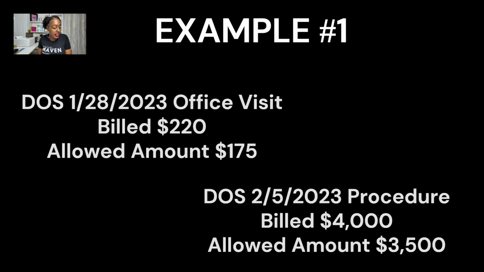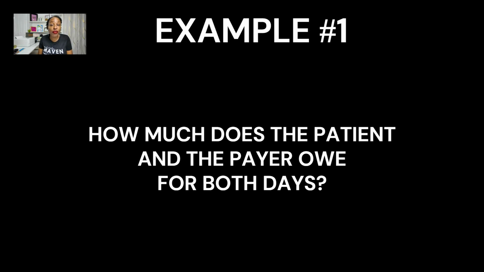Now, the date of service is January 28th, 2023, where the patient had an office visit and they billed out $220, of which $175 was allowed. On February 5th of 2023, the patient had a procedure in office of which $4,000 was billed out and $3,500 was allowed. How much does the patient owe for both days of service, and how much should the payer pay?